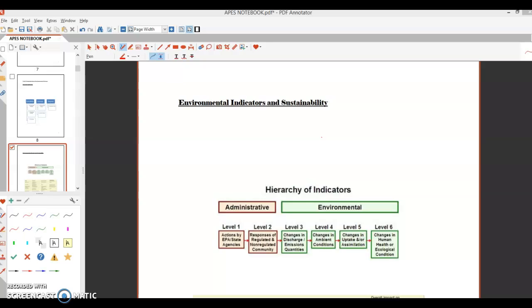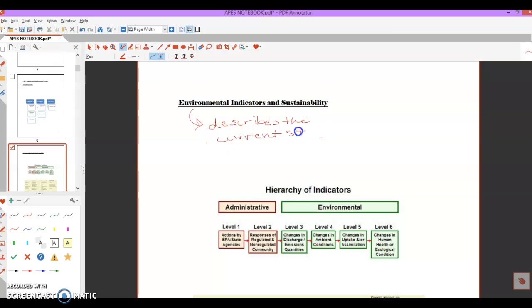Okay, so an environmental indicator, and I've been practicing my writing, so hopefully this is going to be better today. An environmental indicator describes the current state of the environment. We need to be able to understand what is happening at all times.